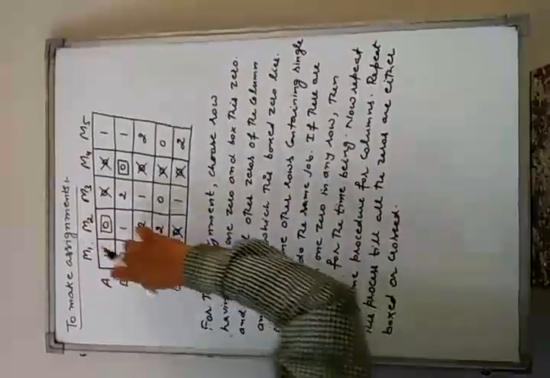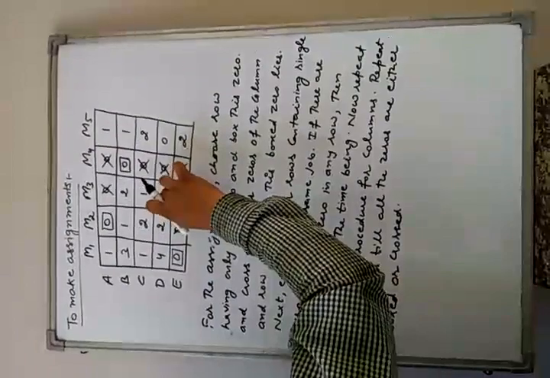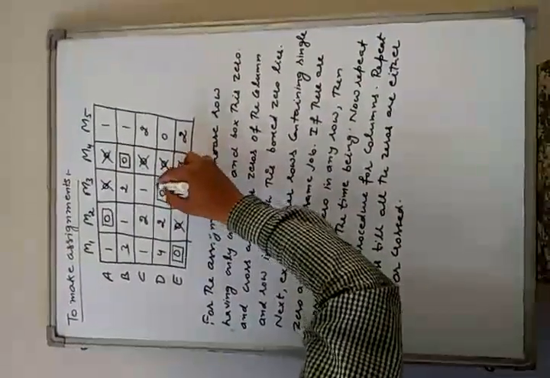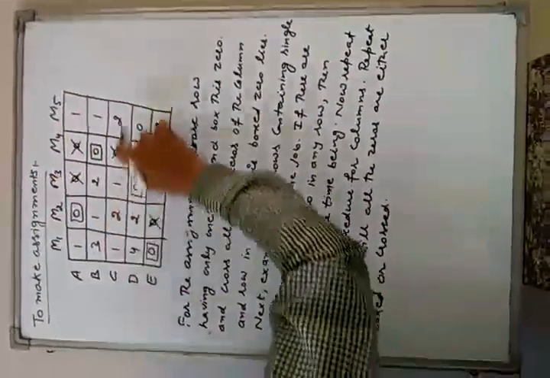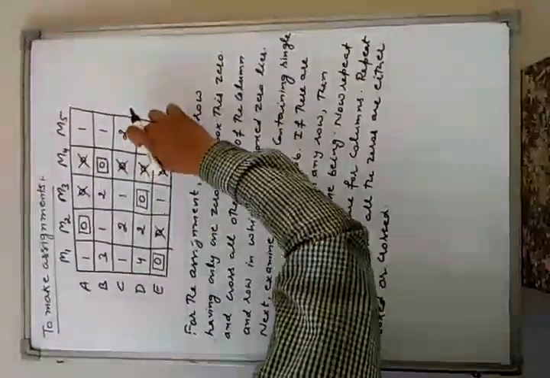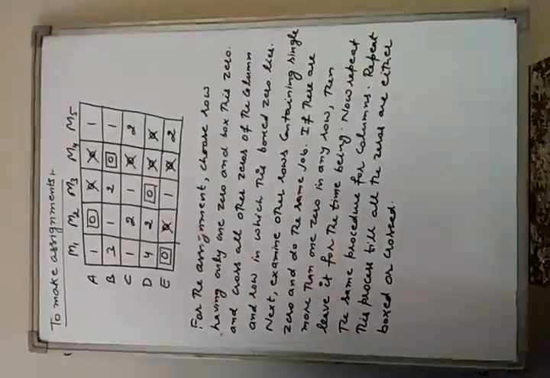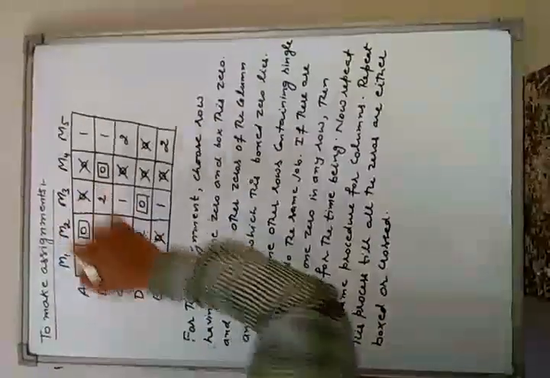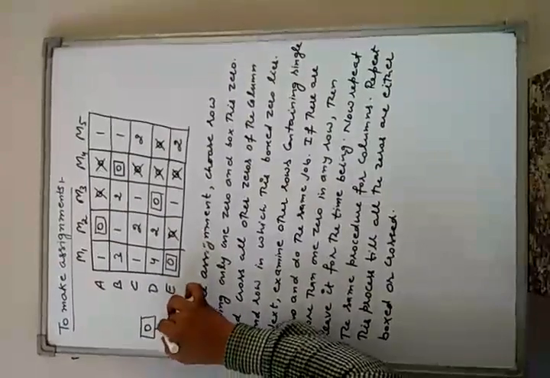Here in this column, no zero. In this column, no zero. In this column, only one zero. Box this single zero and cross all other zeros in this column and in this row. In this column, no zero is left. In this row, this zero is left. Cross this zero. Now, if we get one assignment, we will call this an assignment.